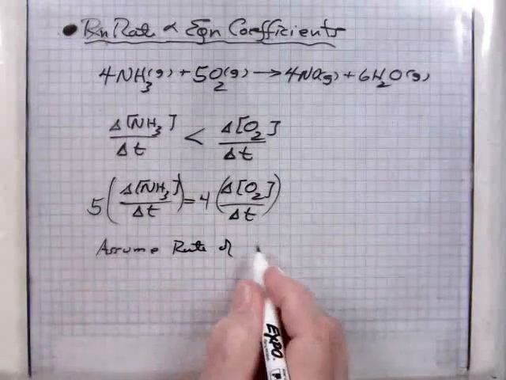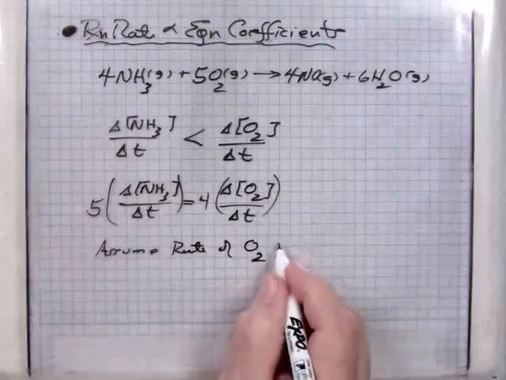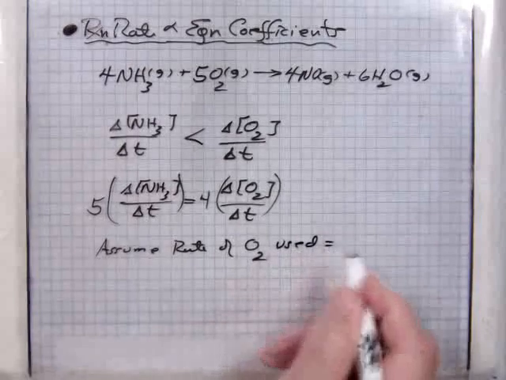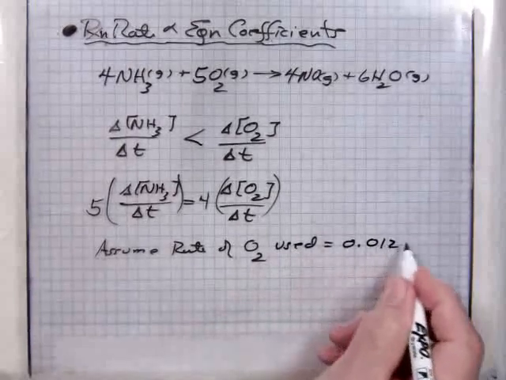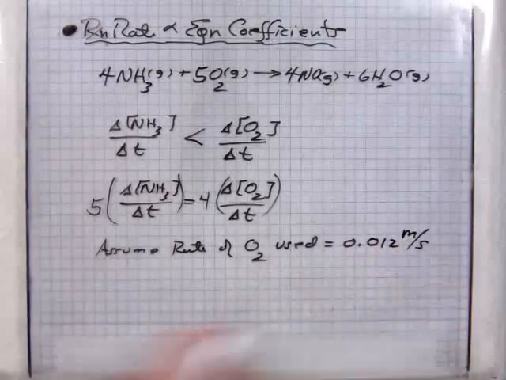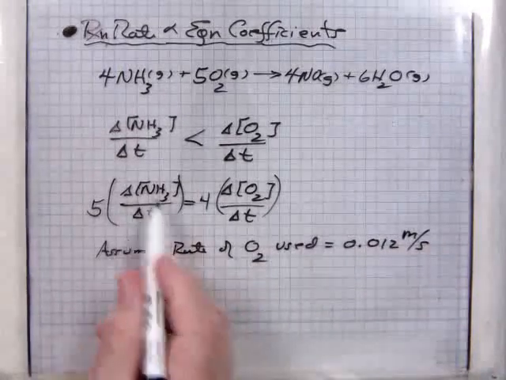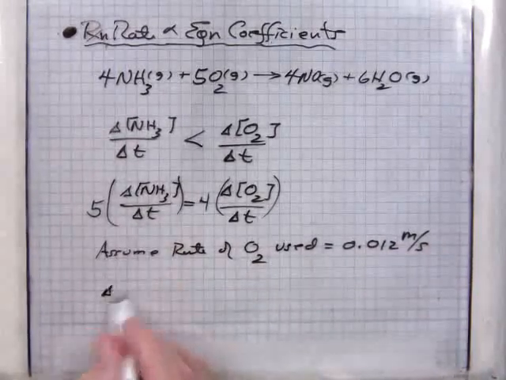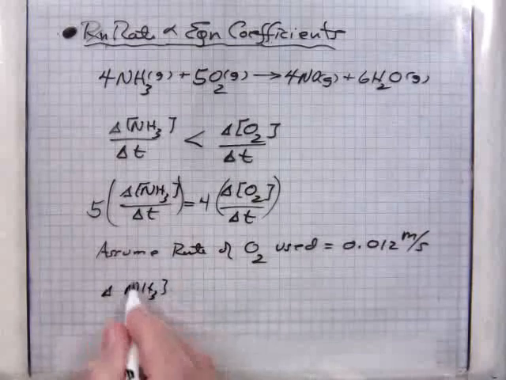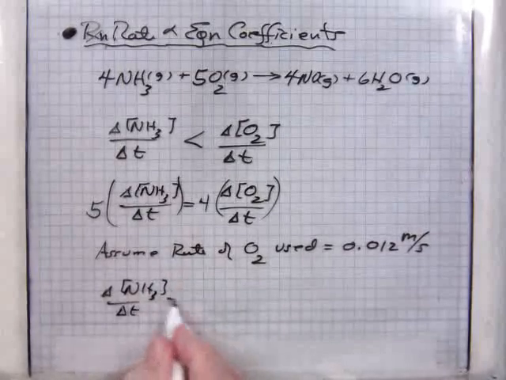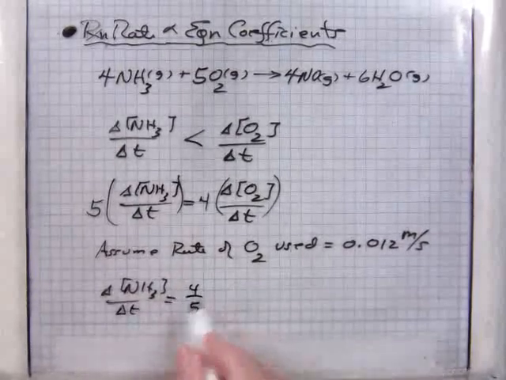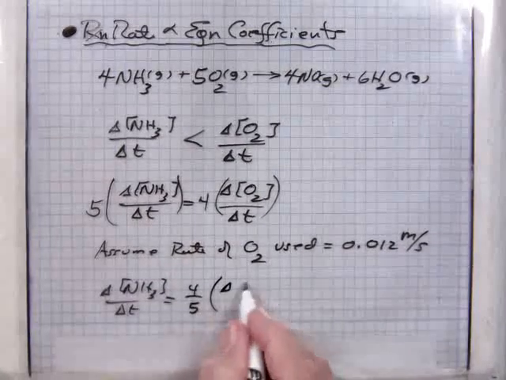rate of O2 used equals 0.012 molar per second, like that. Now you can calculate the ammonia. It is 4/5 of the change in O2.